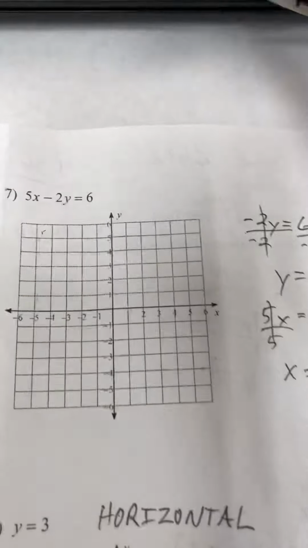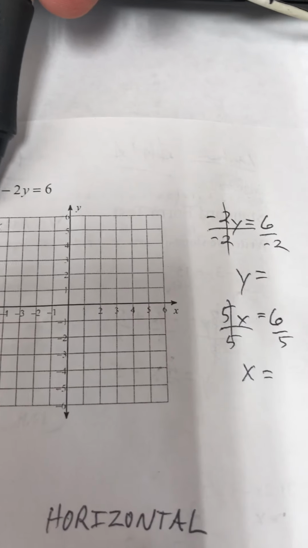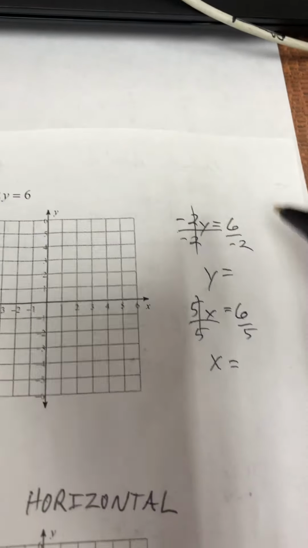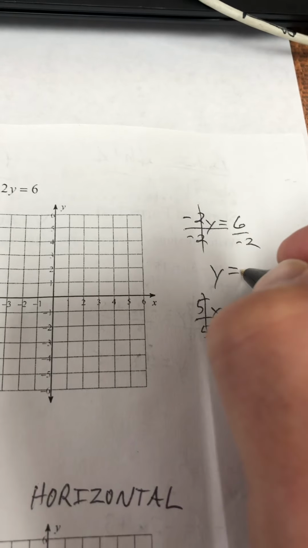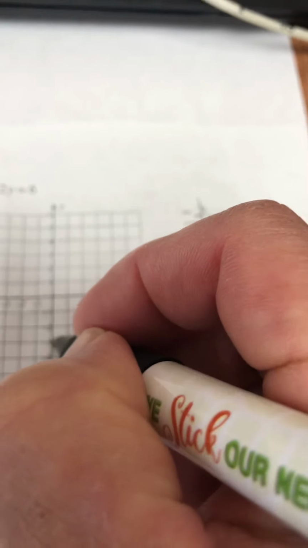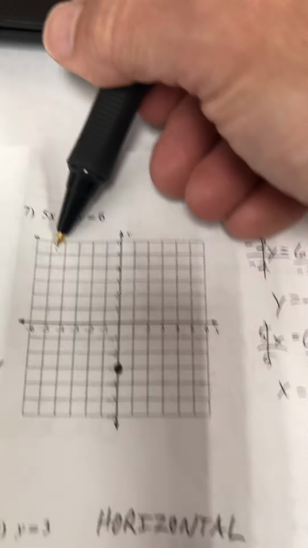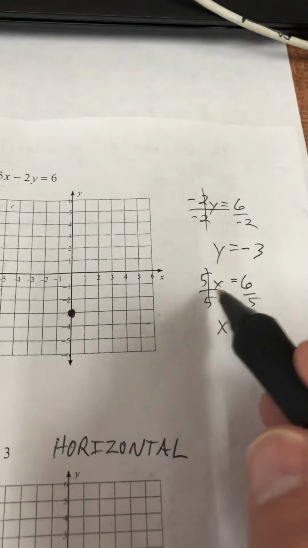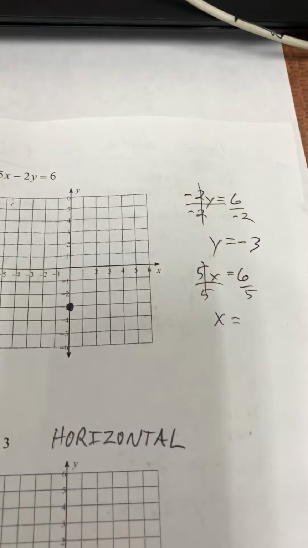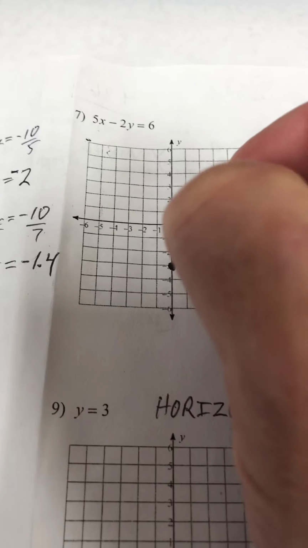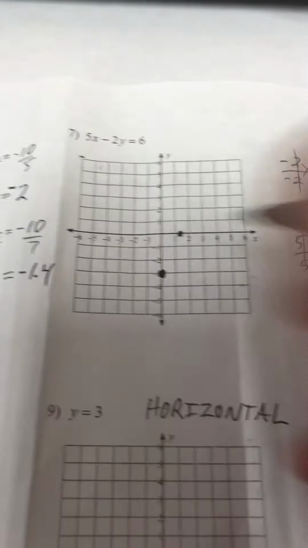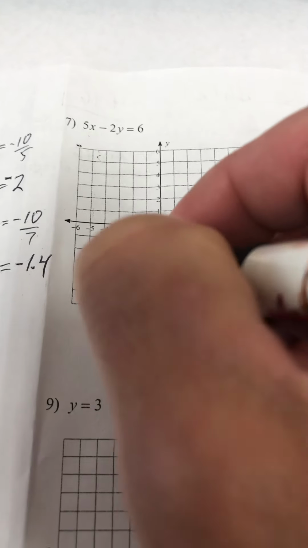Okay, this one, when x is 0, I'm left with negative 2y equals 6. I divide both sides by negative 2 to get y by itself. 6 divided by negative 2 is negative 3. So y equals negative 3. And then when y is 0, I'm left with 5x equals 6. 6 divided by 5 is 1.2. So 1.2 would just be past the 1 on the x-axis. And I connect those points.